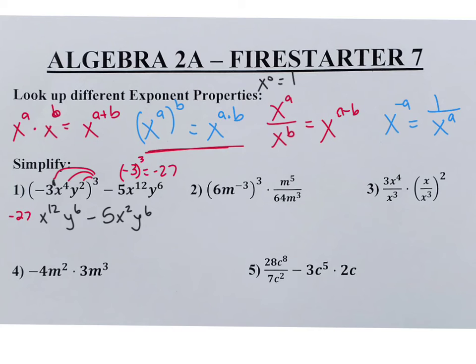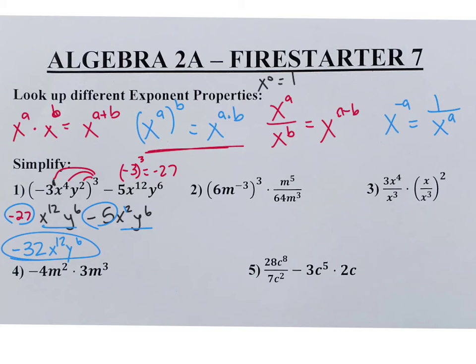Now, because these are exactly the same, this is the exact same as this, that should be a 12 there, I forgot to write it. Because those are exactly the same, you combine the big numbers. So I do -27 minus 5, I get -32. And it's a like terms problem now, so the exponents don't change. Exponents do not change when we add and subtract. Exponents do change when we multiply and divide. All right? So that's what you've got to remember. That's it for number 1.